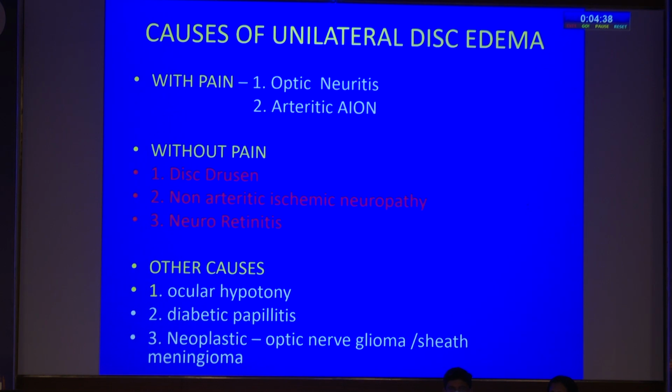So what are the causes? With pain: optic neuritis and arteritic AION. Without pain are demyelination, non-arteritic AION and neuroretinitis, and these are the other causes. My discussion will be restricted to just a few of these causes.